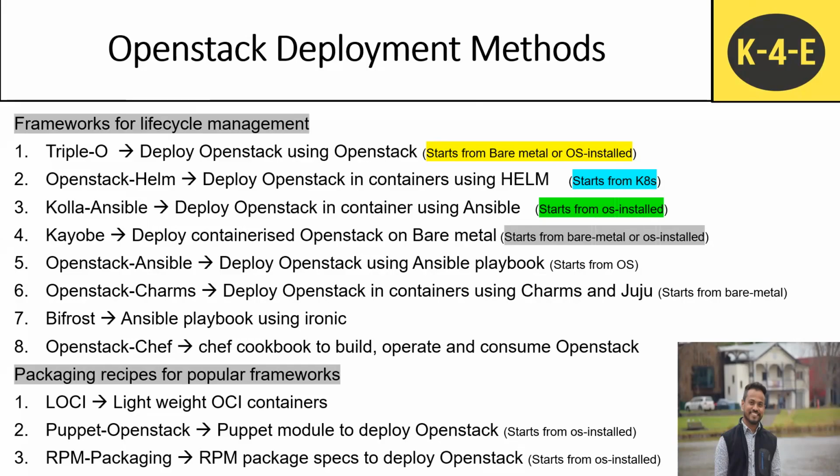So if you want to control or manage physical servers directly from a service, it is possible with the help of the OpenStack Ironic service. Then we have OpenStack Chef. OpenStack Chef is another way to deploy OpenStack. Now talking about the software, like directly installing software, you have Loki, lightweight OCI containers. Then you have Puppet OpenStack, where you can use Puppet to deploy OpenStack. Then you have RPM packaging.